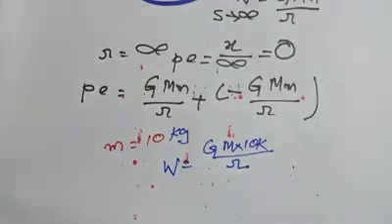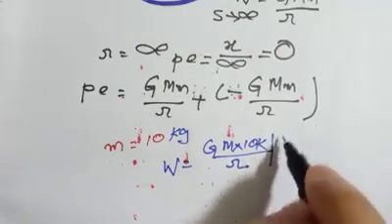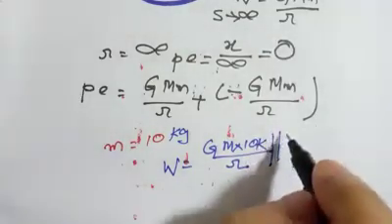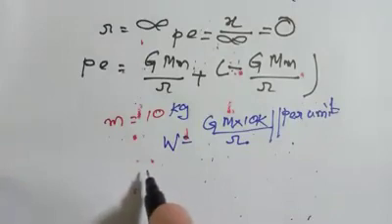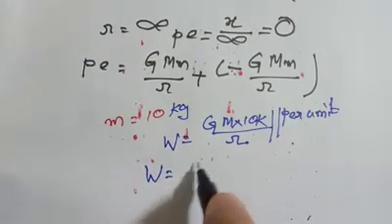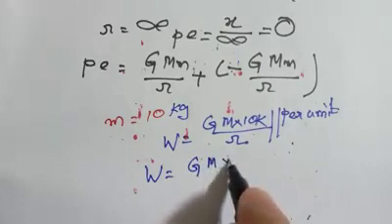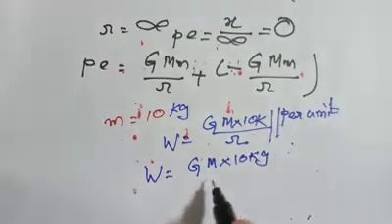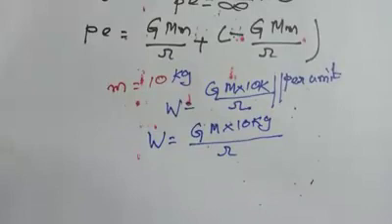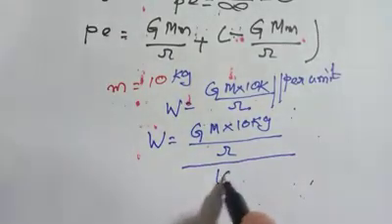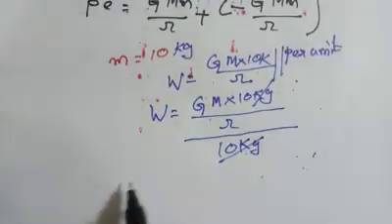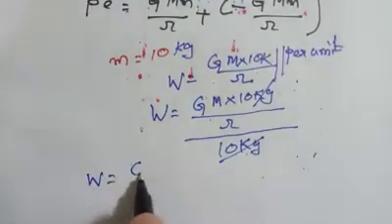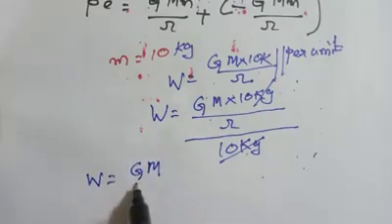Now, what I want to show you is the value per unit mass. I put this word as per unit, so I need to put the per unit. So I can put it here as W equals capital G M multiplied by 10 kilograms, whole divided by R, whole divided by 10 kilograms. Otherwise we won't be getting the per unit. So 10 kilograms get cancelled out. What we get is W equals capital G M by R.